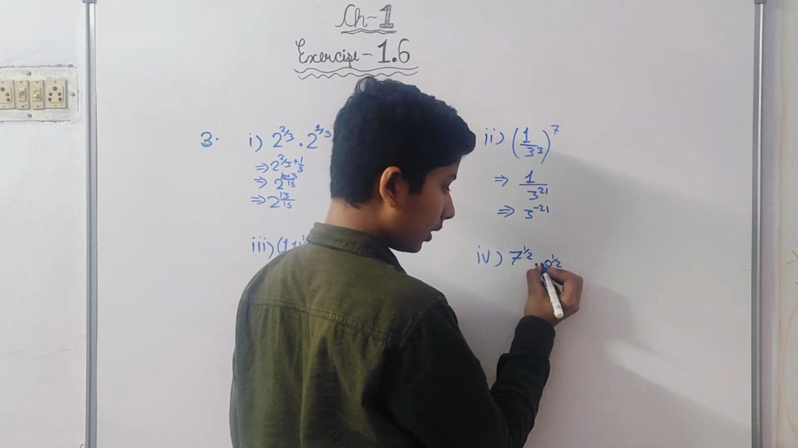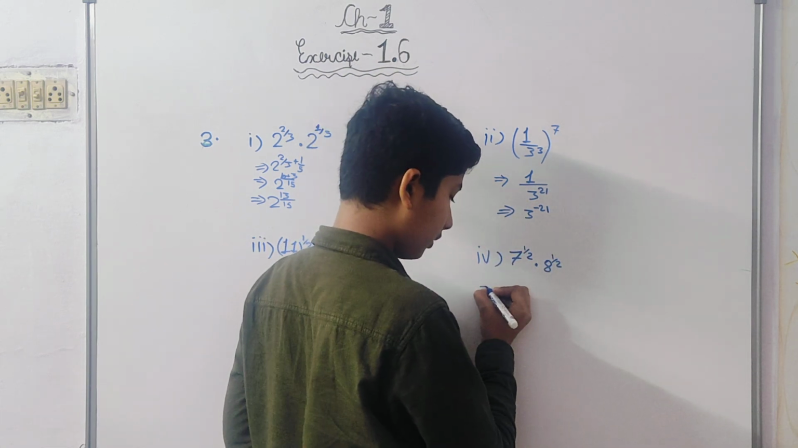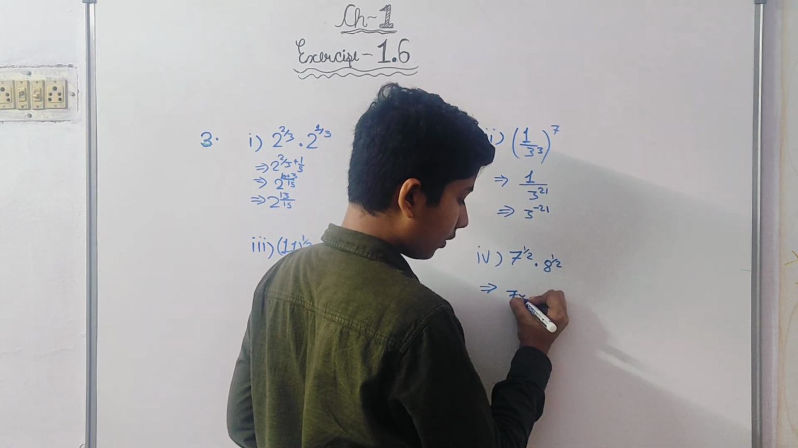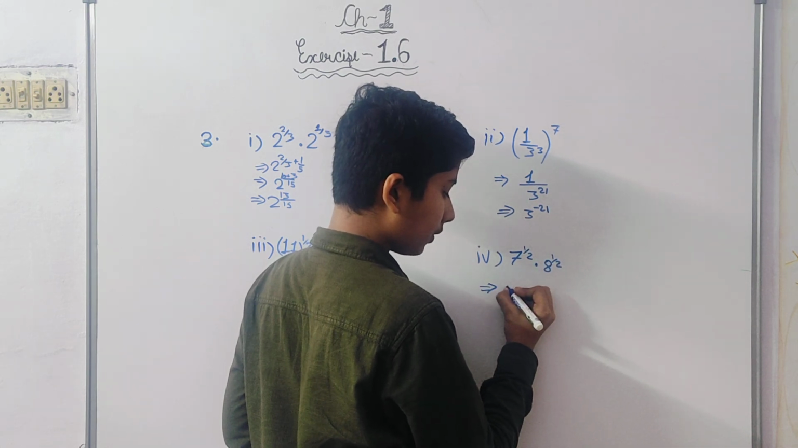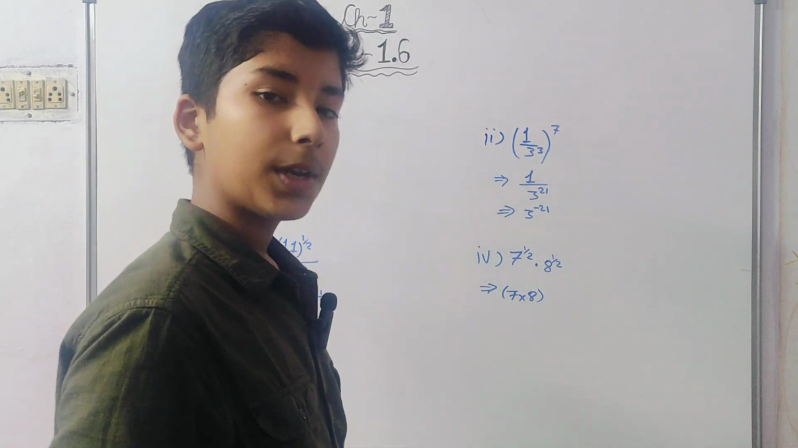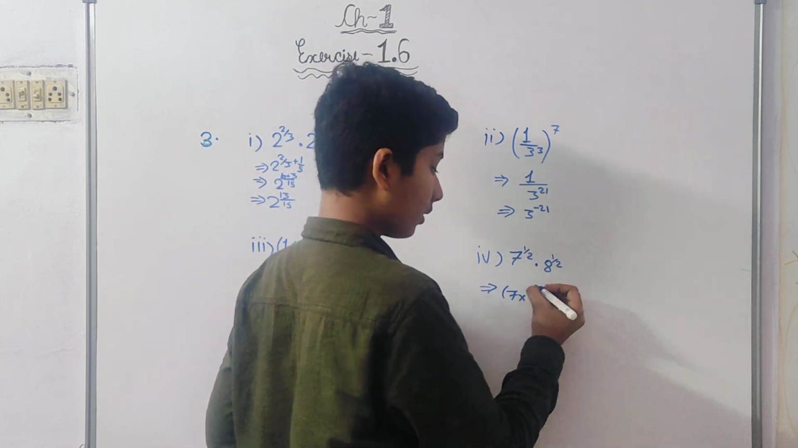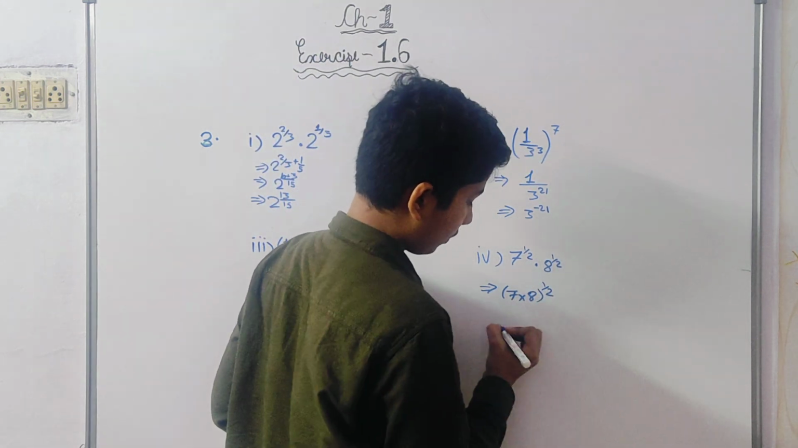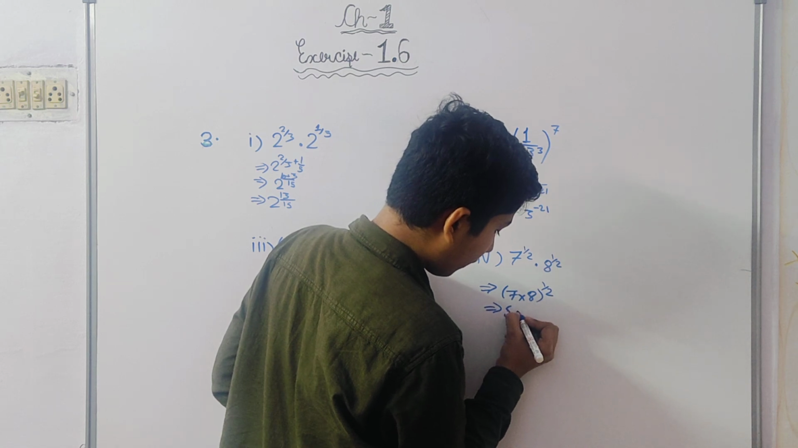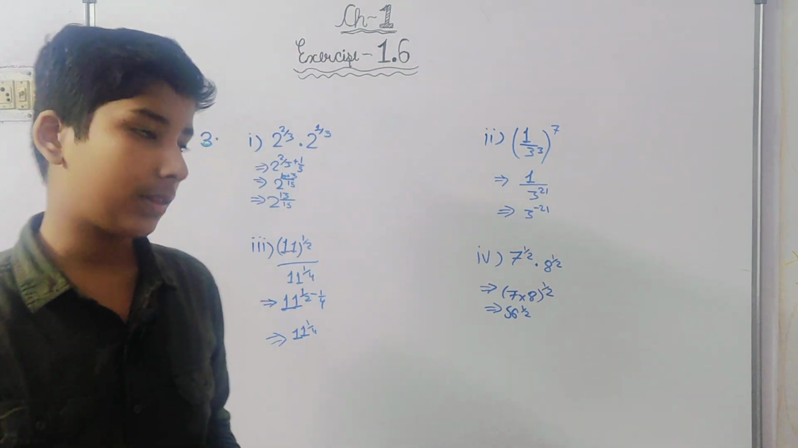Now the fourth question. See, the powers are the same, so the bases will be multiplied in this question. So 7 into 8. I told you the identity, no? a to the power n multiplied by b to the power n is ab to the power n. So 1 by 2, it would be 56 to the power 1 by 2. We have got this answer.